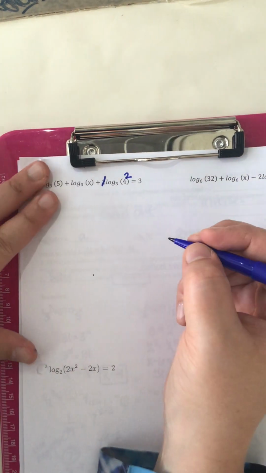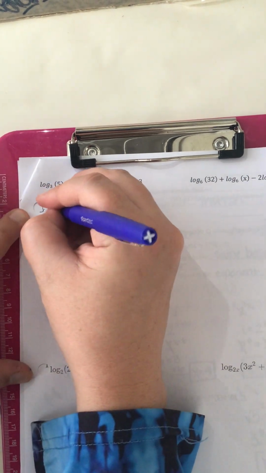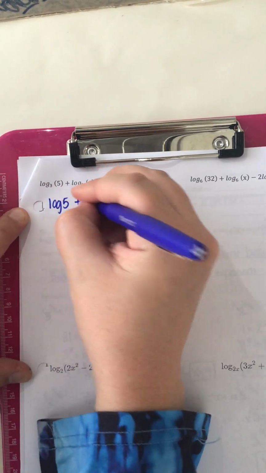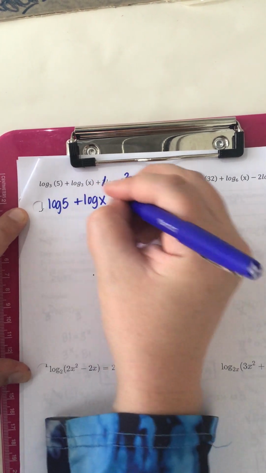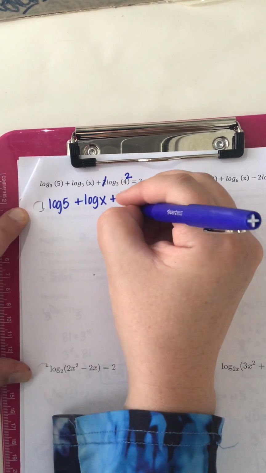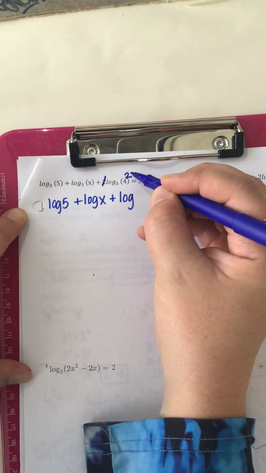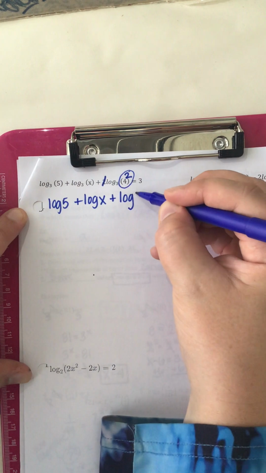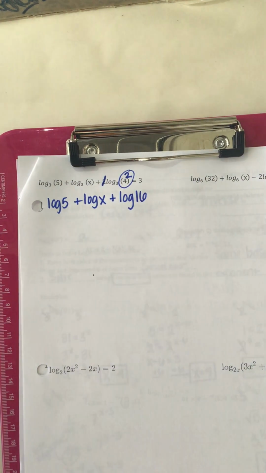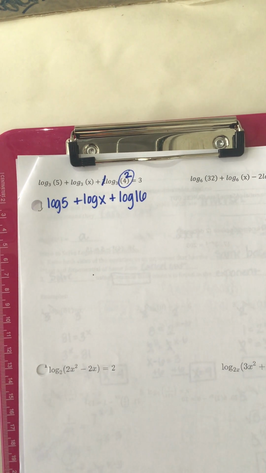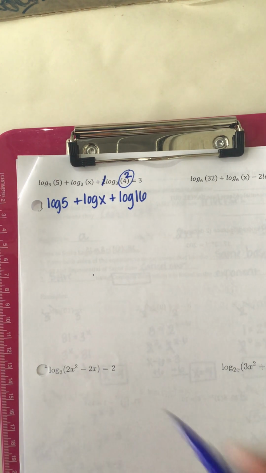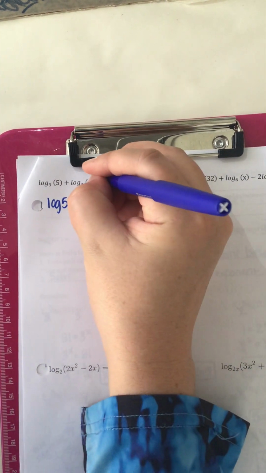So now I have log 5 plus log x plus log 4 squared. What is 4 squared? 16. Now, I'll come back and put in the 3's in a second, but for right now, I'm just going to worry about the logs. They're all added. And actually, I kind of want one of these to be minus for the example, so let's switch this one to a minus.